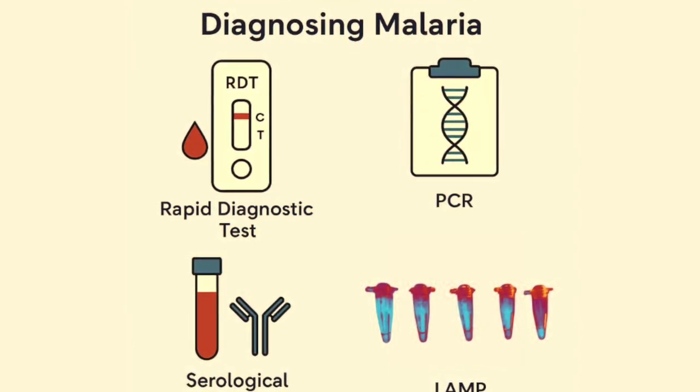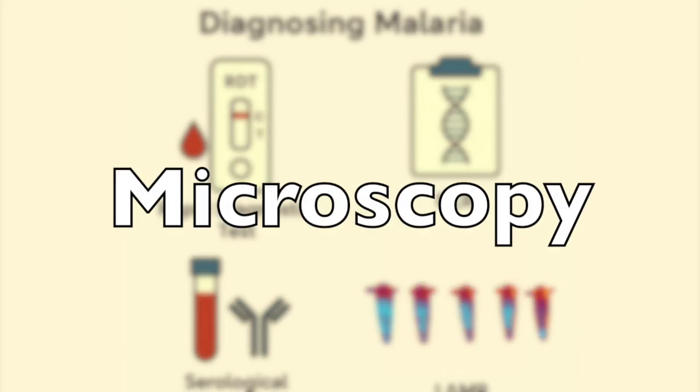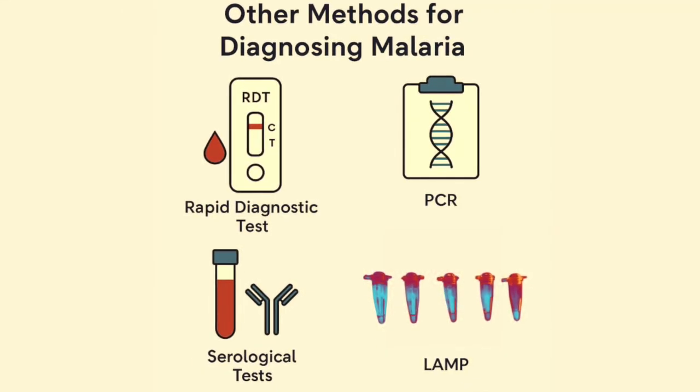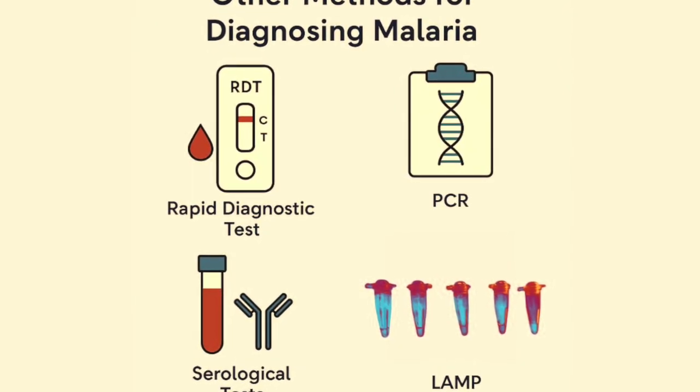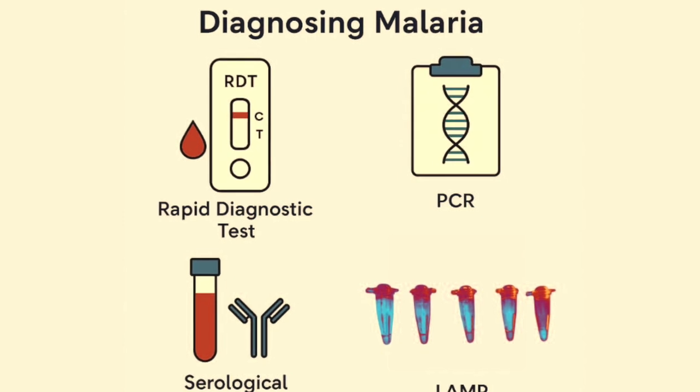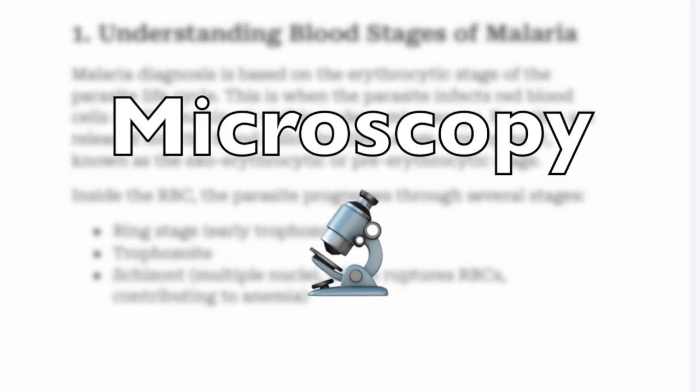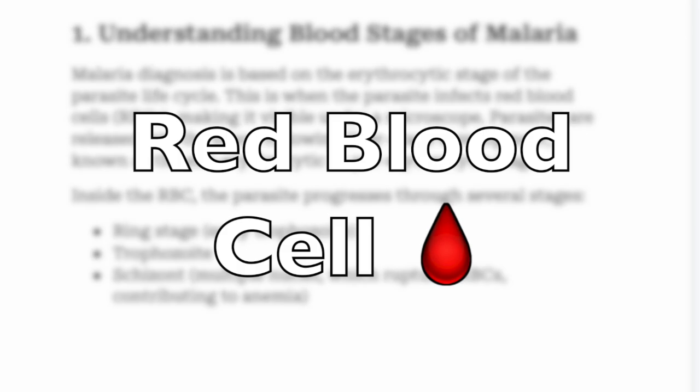So the gold standard for diagnosing is actually microscopy. For more sensitive detection, polymerase chain reaction is the best, but for routine purposes, labs would use microscopy as the gold standard. So inside the red blood cell, RBC, the parasite progresses through several stages.